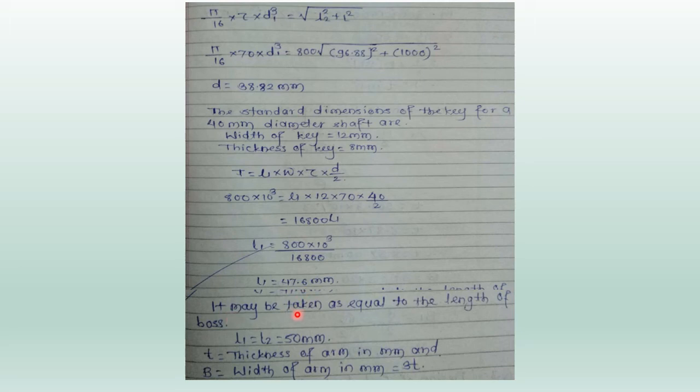So it may be taken as equal to the length of the boss, that is L1 equal to L2, which is equal to 50 mm. Take it approximately 50 mm. So let T be the thickness of the arm in mm and B the width of the arm in mm. In the given data, you have to take capital B as 3 times T.